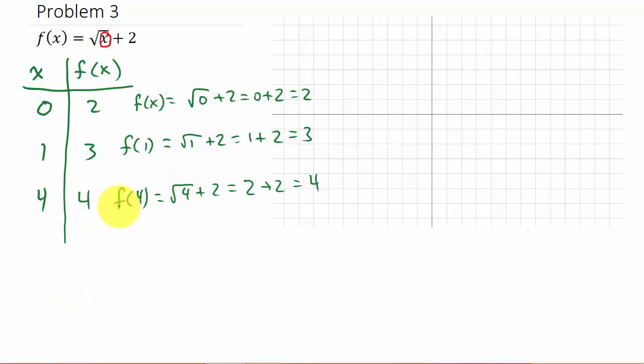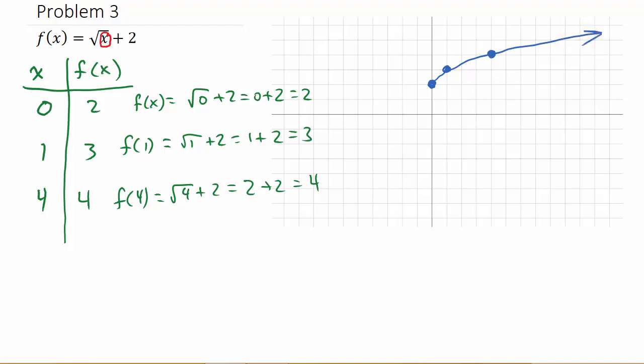Now we just plot the points. Plot the point (0, 2), which is there. Then plot the point (1, 3), so I'll go over 1, up 3. And then the point (4, 4), so I'll go over 1, 2, 3, 4, and then up 1, 2, 3, 4. There are my 3 points, and so I just draw my graph. It's going to look something like that.